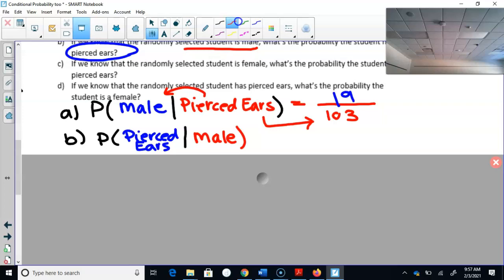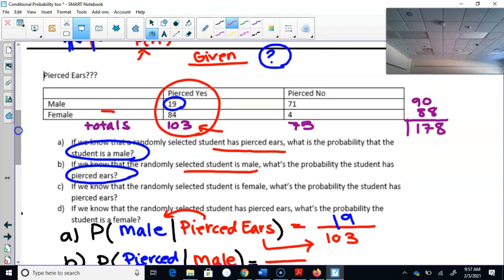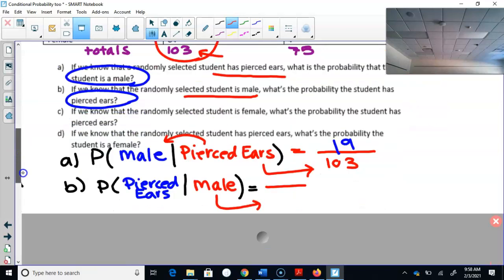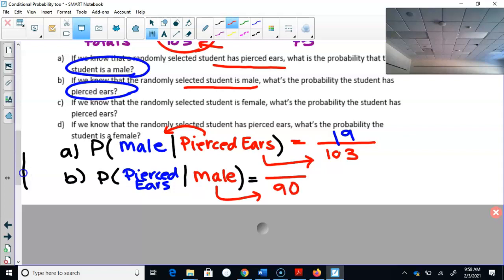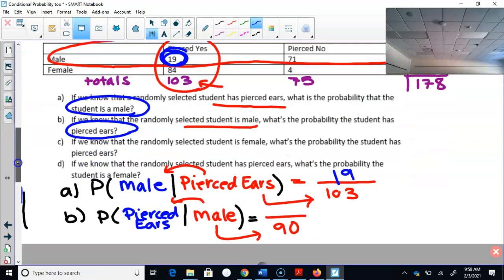Now watch with me closely, guys. In the denominator, I need to put all the males. This always goes in the denominator. How many males do I have? I have a total of 90. A total of 90 males. I have to pull out a male. What's the probability that they also have pierced ears? So both goes in the numerator. Male and pierced ears is right here again. 19.